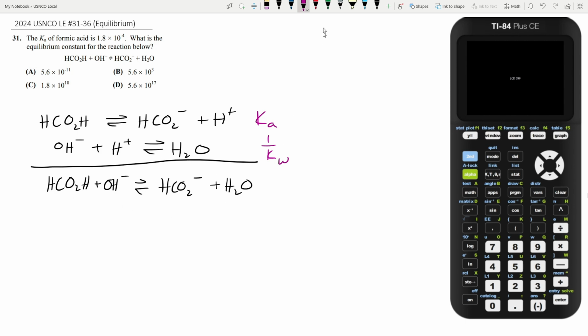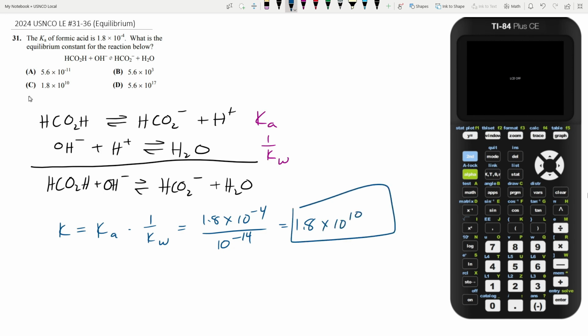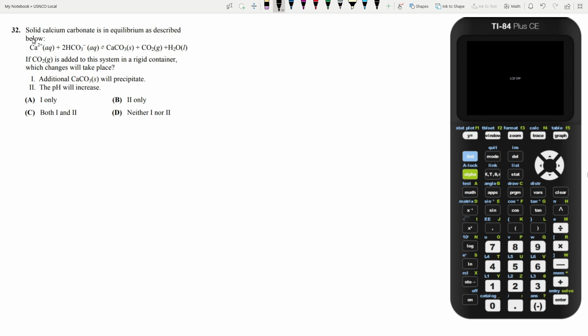So the overall equilibrium constant for this is K, and we know that that's going to be the product of these two constituent reactions, so Ka times 1 over Kw. So this is going to be 1.8 times 10 to the minus 4 over 10 to the minus 14th. And this works out to 1.8 times 10 to the 10th, which is answer choice C. Let's move on to question 32.